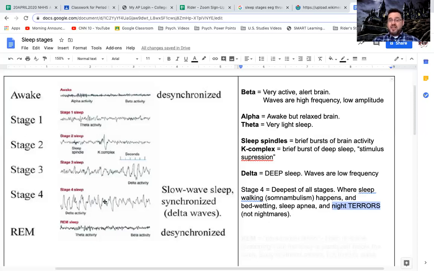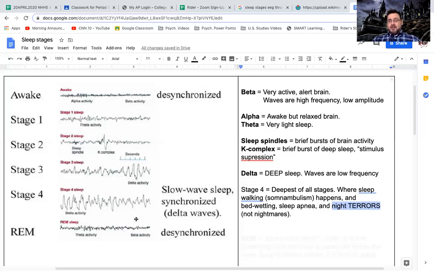And the EEG clearly shows stage 4 delta wave activity. This guy's got information coming in through the eyes, but he's not conscious of it. He's not aware of what he's doing, why he's doing it. That's a night terror. Very different from a nightmare.